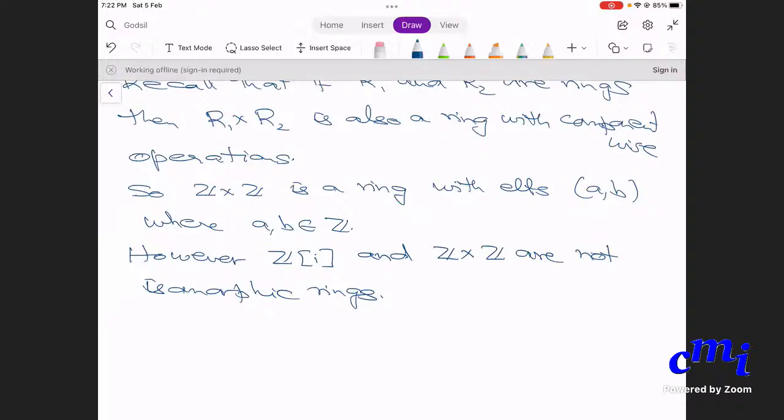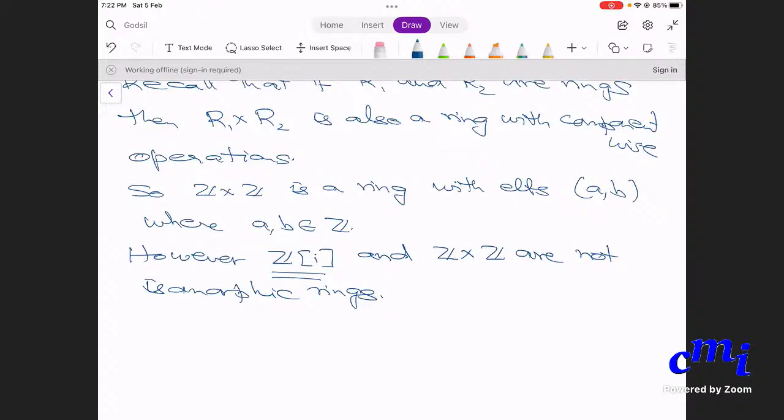Notice that Zi is an integral domain. So why is Zi an integral domain? Zi is contained in, say, the complex numbers. Complex numbers form a field, right? So fields are integral domains. Subrings of integral domains are integral domains. So Zi is certainly an integral domain.